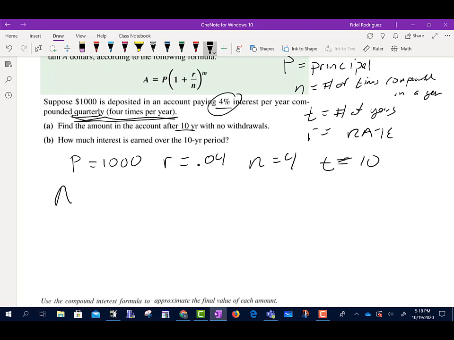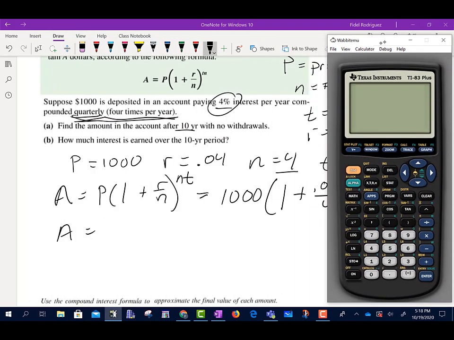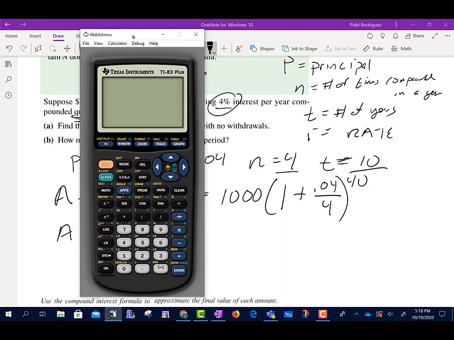Okay. So I'm going to go ahead and write down my formula, P times 1 plus R over N to the power NT. All right, so now I'm going to write down 1,000 times 1 plus 0.04 over 4, that's my N, to the power N times T. So 4 times 10 is 40. Okay. So let's see if we can figure this part out. I'm going to grab my calculator, move it over here real quick. Actually, I'll leave it right here.